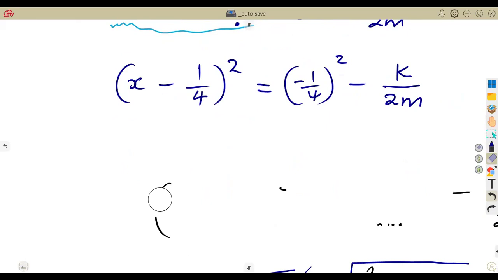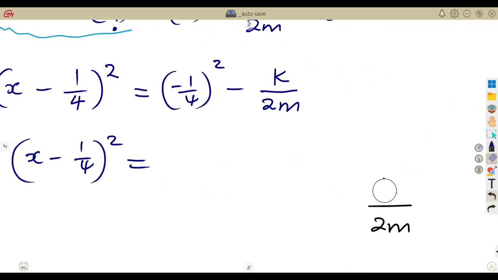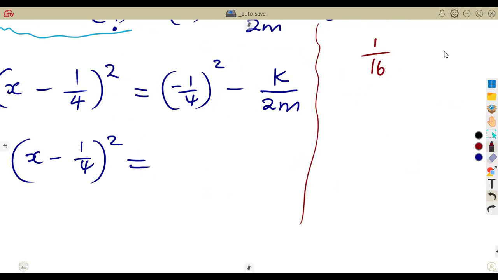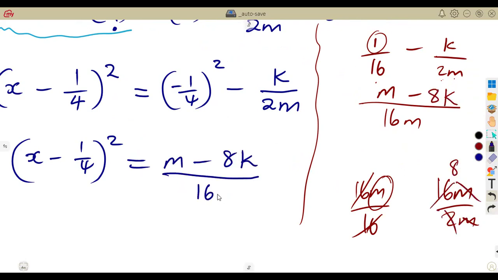Your right-hand side, what can you do? You just have 1 over 4 squared, which is 1 over 16, minus k over 2m. 16 and 2, the common denominator is 16m, divided by 16 like this. So it's going to be m minus 8k, everything over 16m.